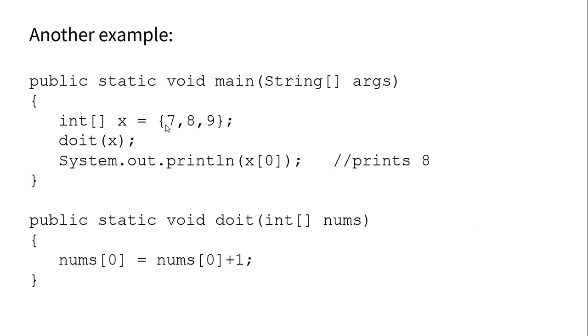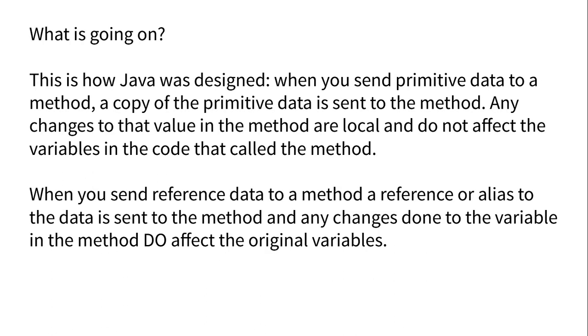Why is that different? It's different because in the second example, we're sending over an integer array, which is not a primitive. I know it's an array full of primitives, but it is not itself a primitive. It's an object that gets treated differently in Java. This is how Java was designed. I'll just say it again. When you send primitive data to a method, a copy is sent. And if you send more complicated data, like anything that's not primitive, then a pointer or an alias is sent.